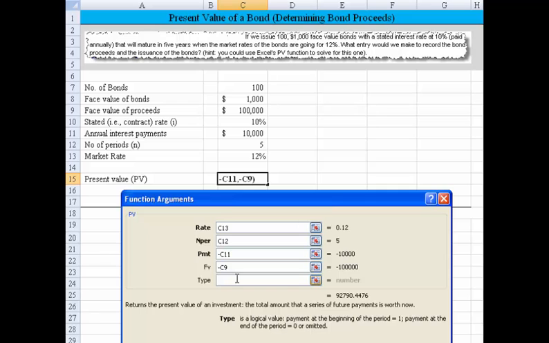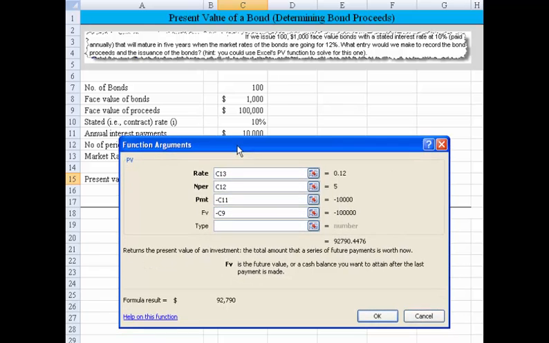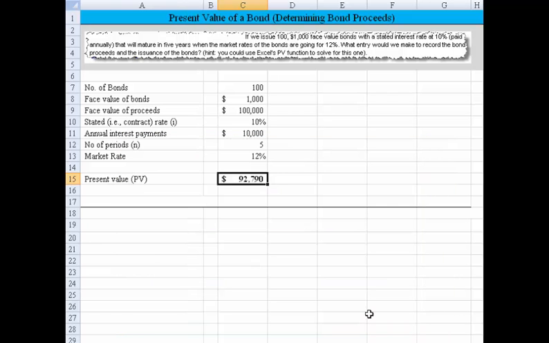And then the type we can leave blank because the payments are made at the end. And the future value is the $100,000. So given all that information, I'm going to slide this up. We can just hit OK, and it calculates a present value of $92,790.